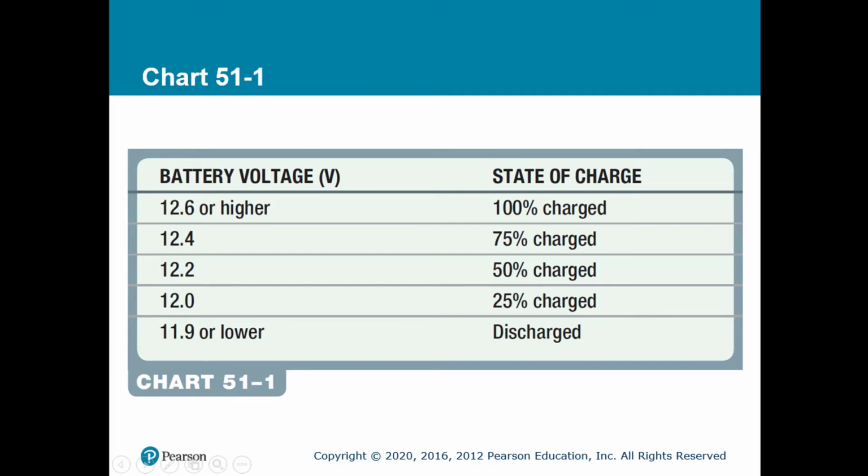So here's our battery charging chart, or I should say our state of charge chart, pretty much indicating the steps. And the way that I've always taught this and learned this myself was 12.6 volts gives me 100% state of charge. For every 0.2 of a volt that we drop, we lose 25% state of charge. And this is saying here 11.9 or lower. I've pretty much said 11.8 or lower because it sticks to that 0.2 of a volt drop rule.